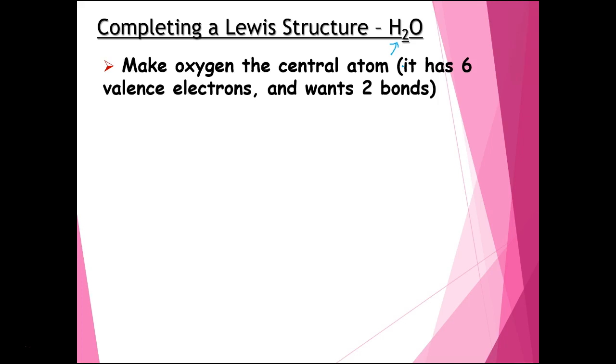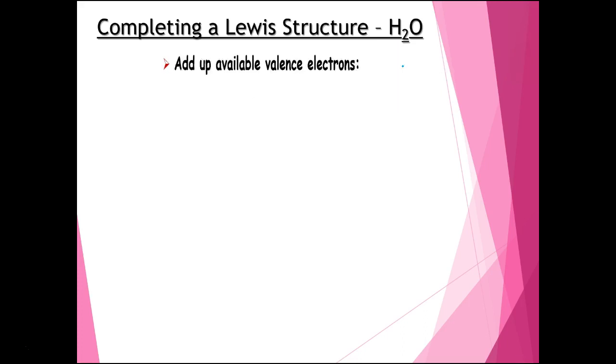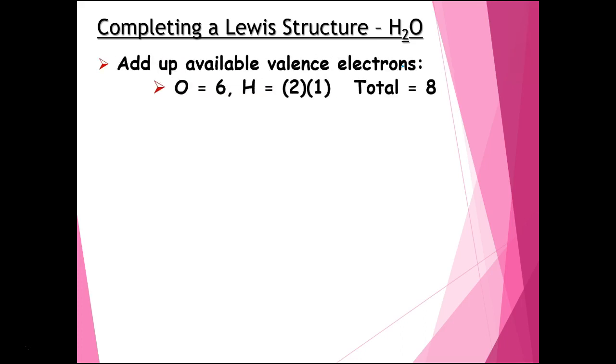Okay, so we start looking. O has 6 valence electrons, H has 1 valence electron, and there are 2 of them. So we kind of know what's going on. But if we really wanted to calculate it, it's pretty simple. The calculation starts like this. We're going to add up the valence electrons. So O has 6, H has 1 each. There are 2 of them. So we have a total of 8 valence electrons.